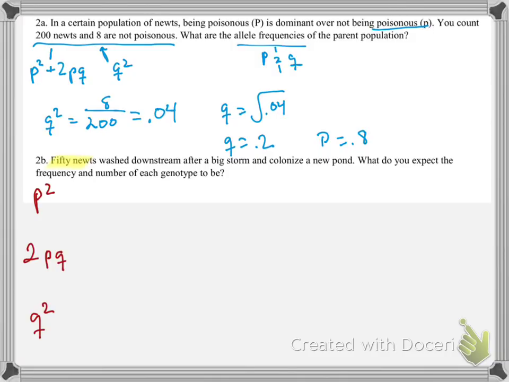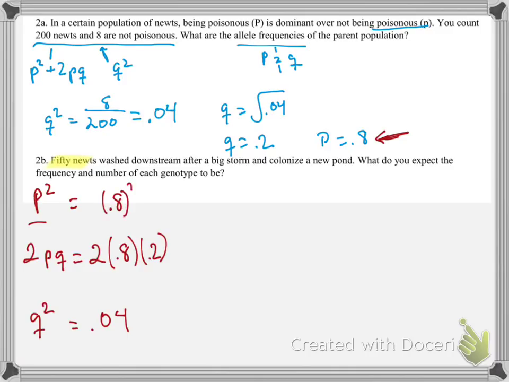Okay, so here you're using the frequency not for the allele, you're using the frequency for the individual. So for Q squared, that's easy, we already have that, that's 0.04. But we have to figure out what the frequency of the heterozygous and the homozygous dominant individuals are. So here's where I use those allelic frequencies. So the heterozygous is going to be 2 times 0.8 times 0.2, and the P squared is going to be 0.8 squared. This should give me 0.64. This should get me 0.32, and I already have 0.04. So that's the first step to solving this problem.